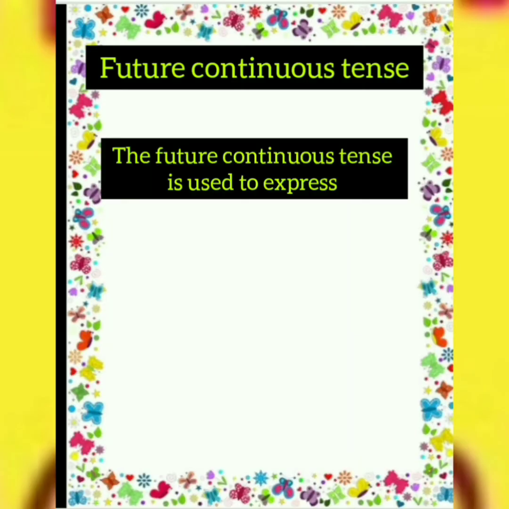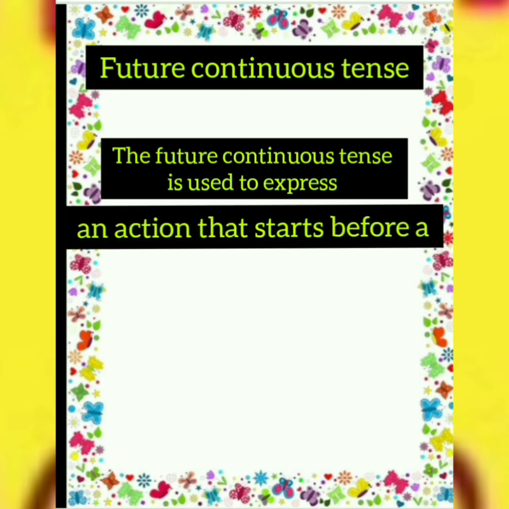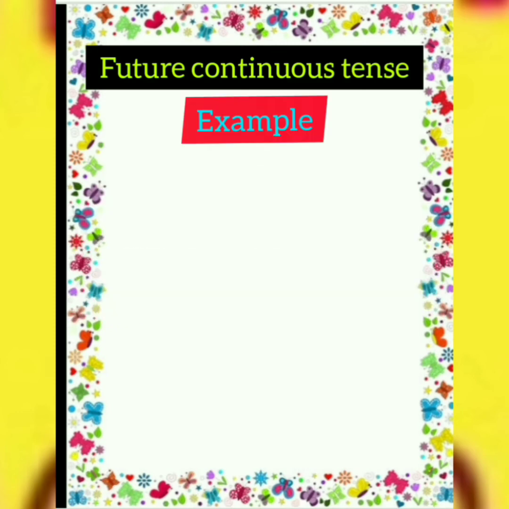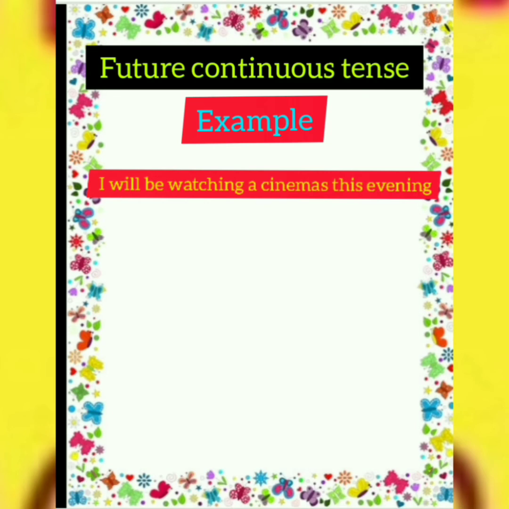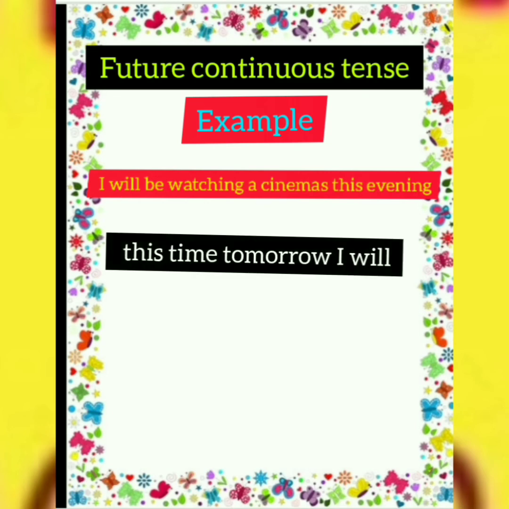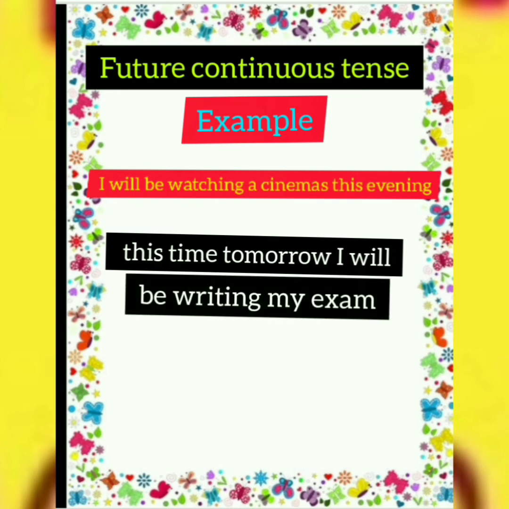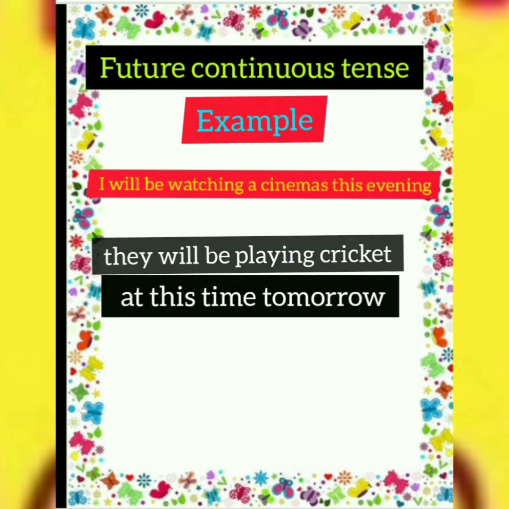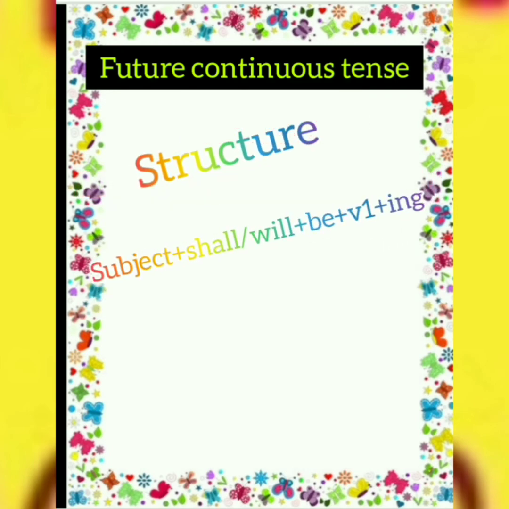Future continuous tense. The future continuous tense is used to express an action that starts before a point in time in the future and probably continues after it. For example, I will be watching a cinema this evening. This time tomorrow I will be writing my exam. They will be playing cricket at this time tomorrow. Structure of future continuous tense is subject plus shall or will plus be plus V1 ing.